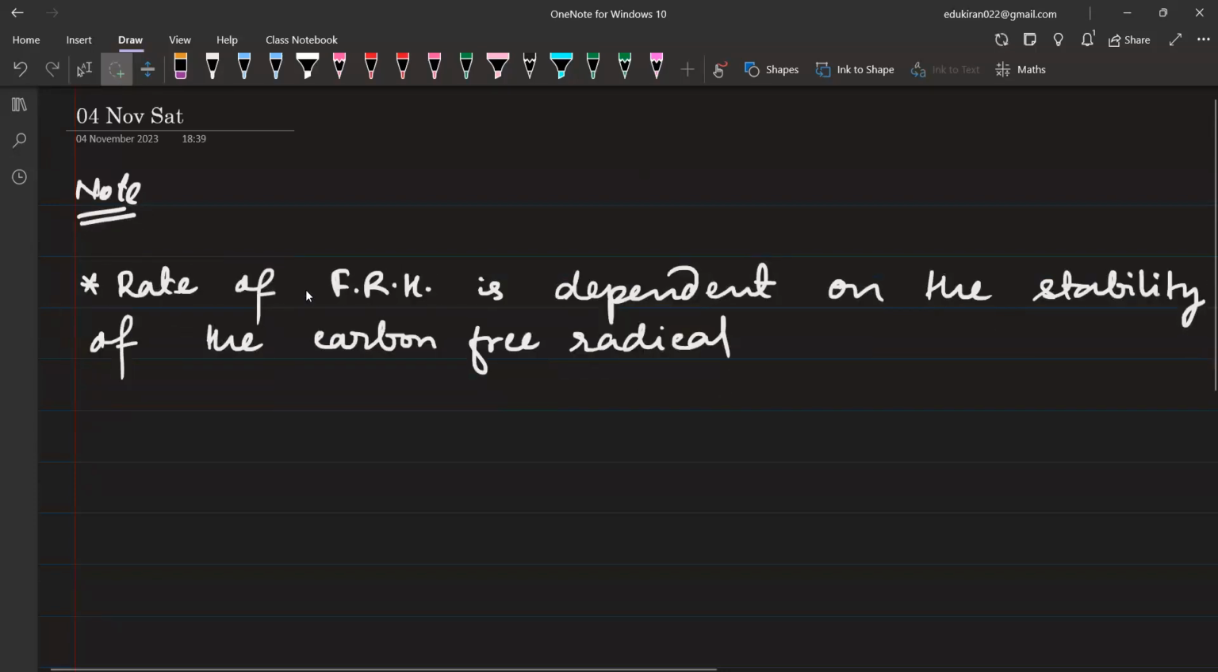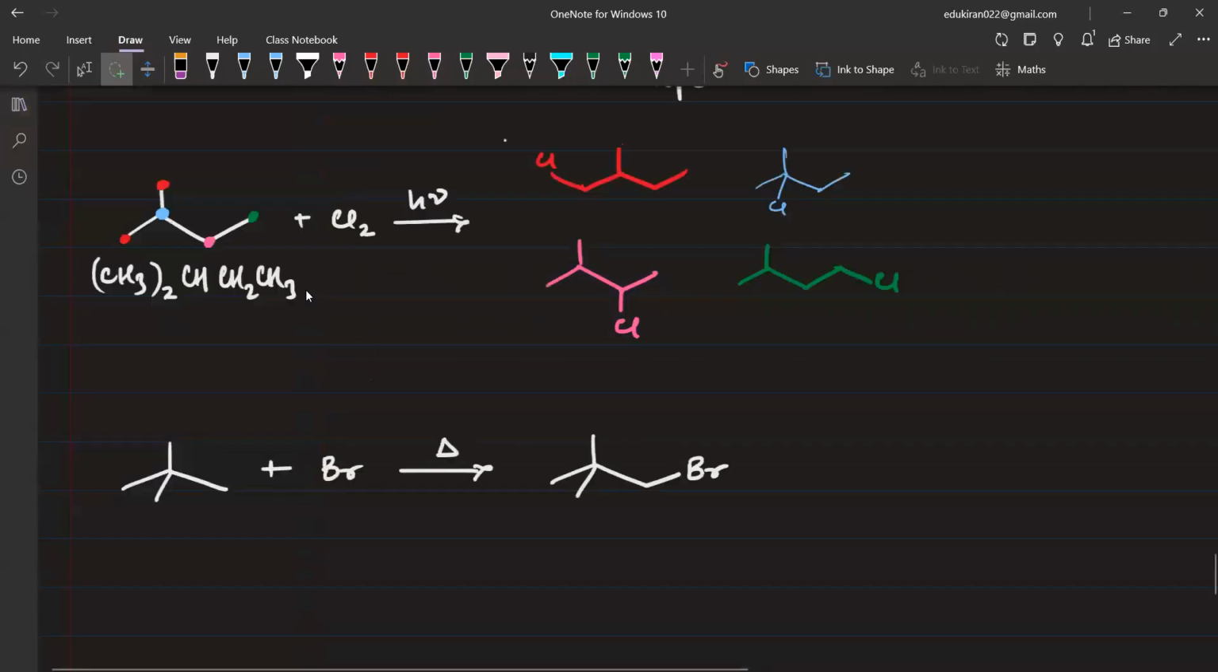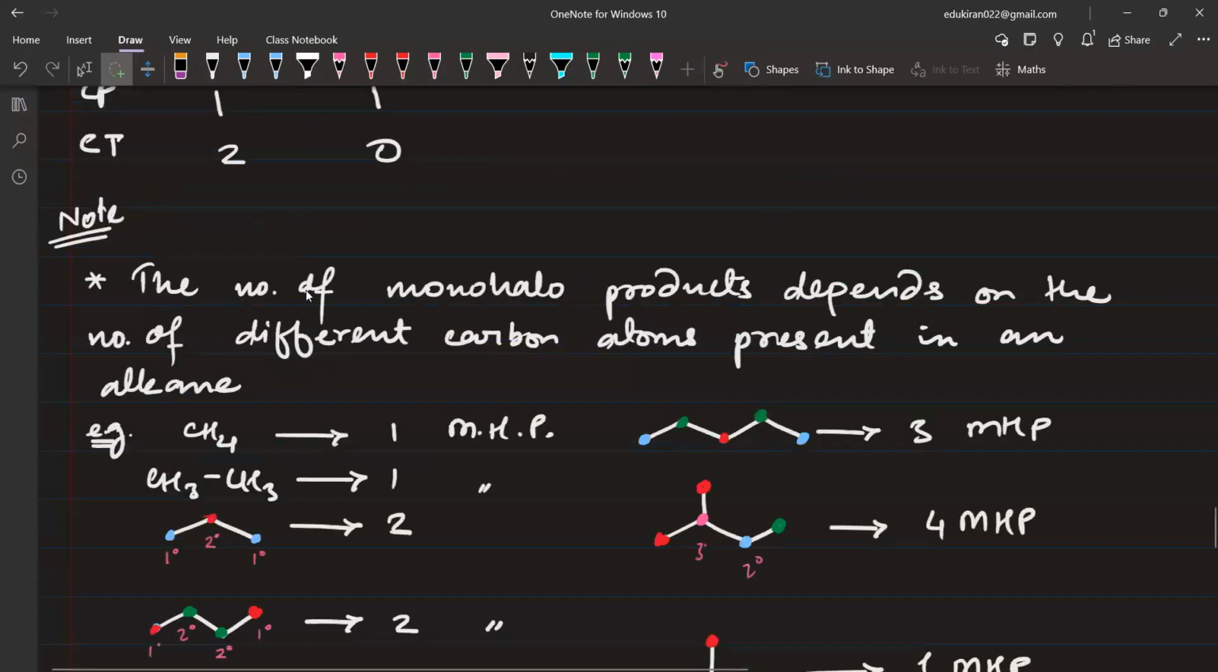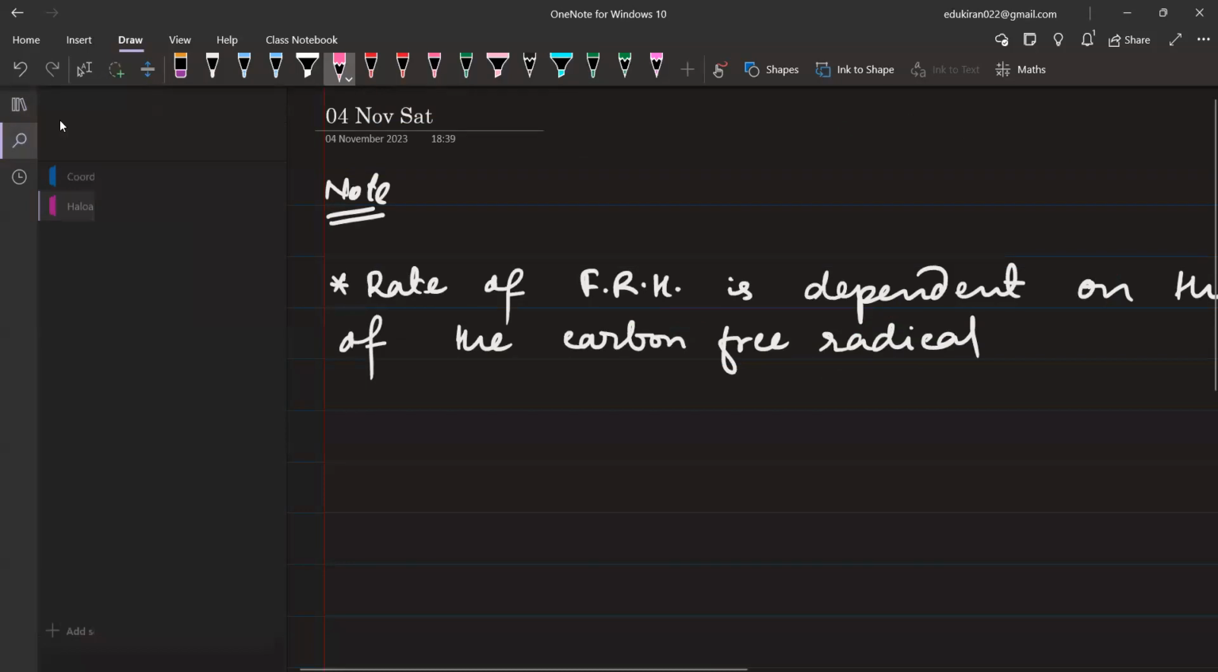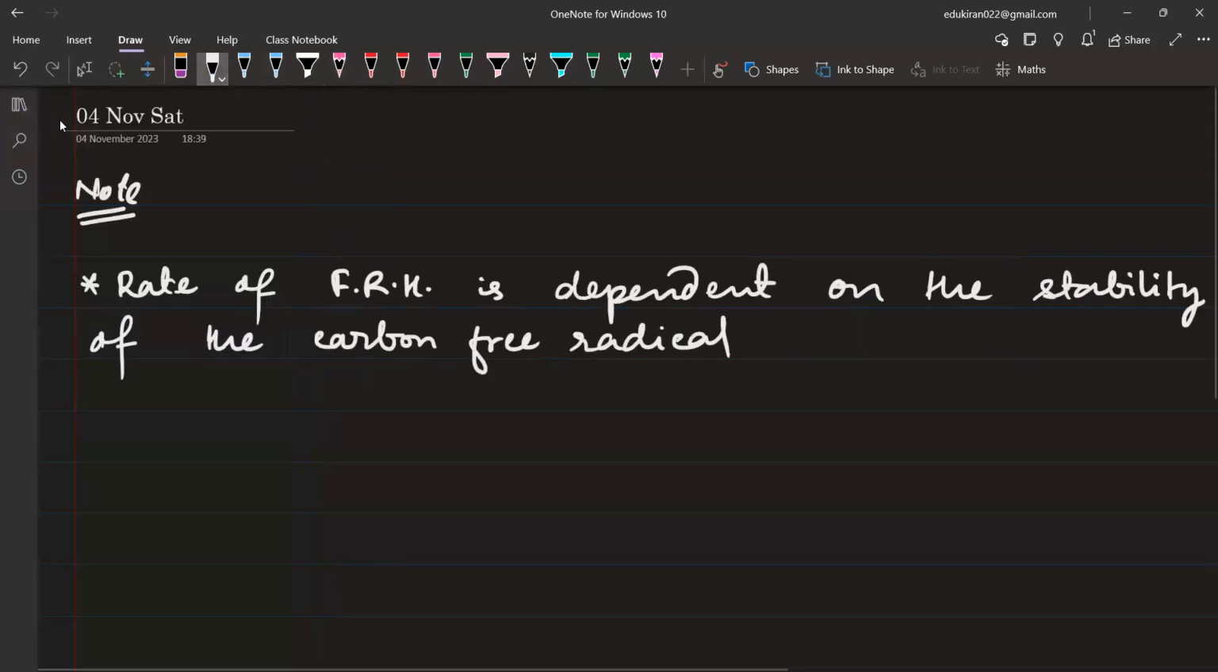Okay. So in the last lecture, we saw that the free radical halogenation happens via a free radical. So the more stable free radical is going to give you the major product. In the mechanism, we saw that we are getting a free radical, and the more stable free radical is going to make the major product, and also that reaction will be faster. So that's why we have written that the rate of free radical halogenation is dependent on the stability of the carbon free radical. It is directly proportional.